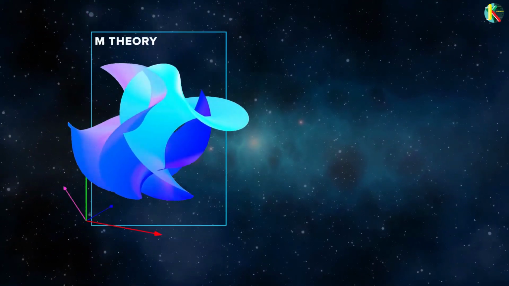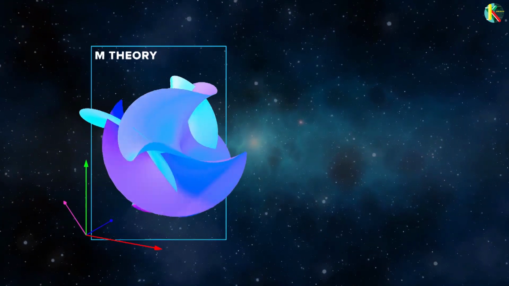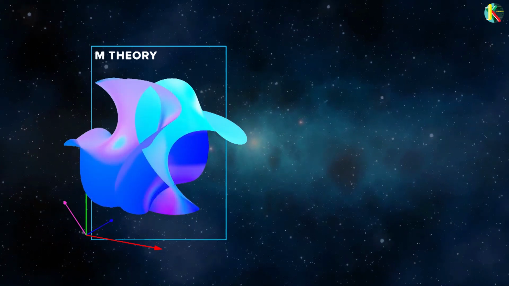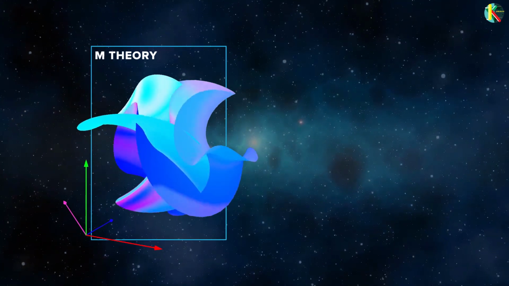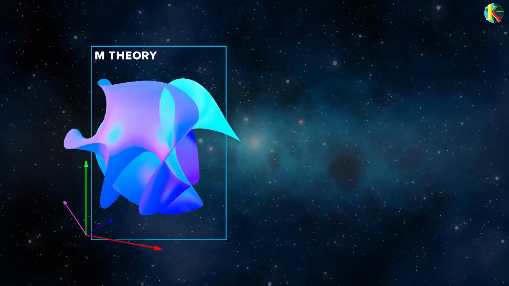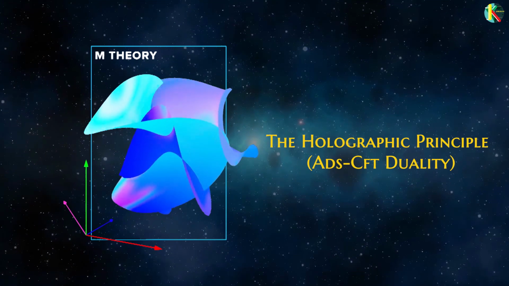M theory unites different string theories because it demonstrates some philosophically fascinating dualities between different ways of thinking about the dimensions. Ultimately, it also leads to the ultimate duality, that is, the holographic principle.